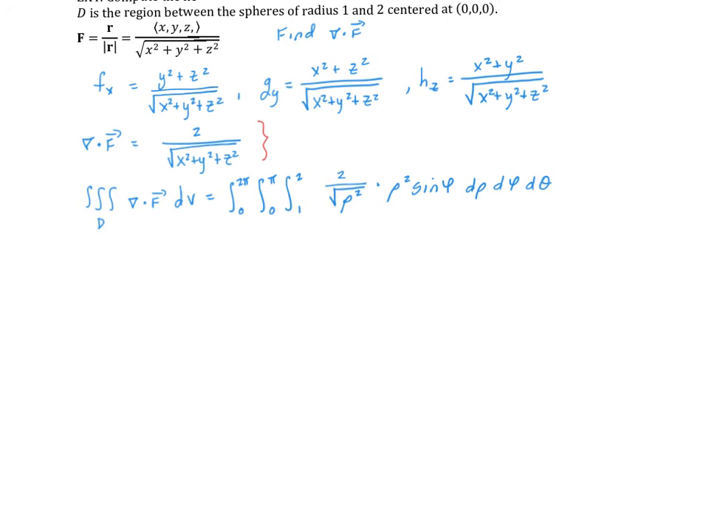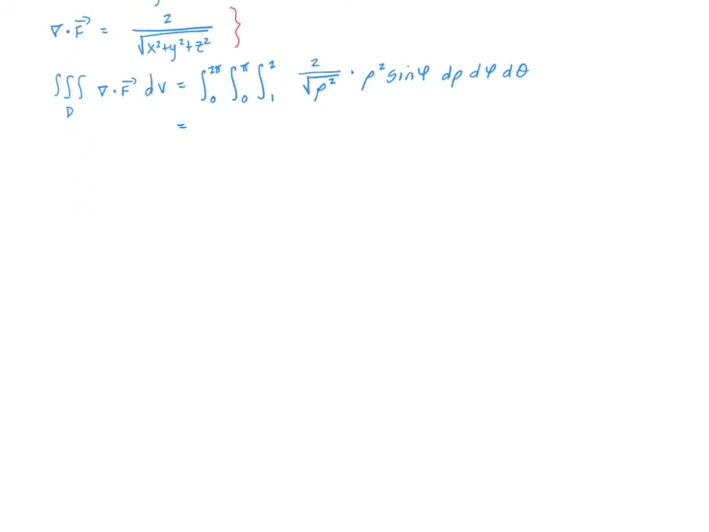And that's the power of this divergence theorem, is it allows us to go all the way back to the very beginning when we're looking at these triple integrals. Let's go ahead and compute this. Why don't I go ahead and simplify this to 2 over rho times rho squared. So that's just going to be 2 times rho sine phi d rho d phi d theta.